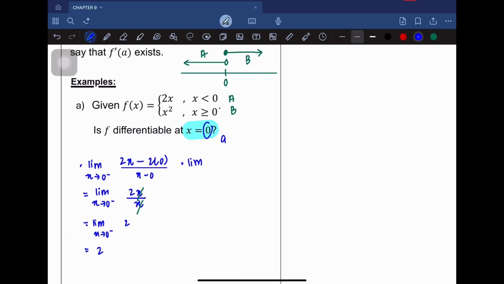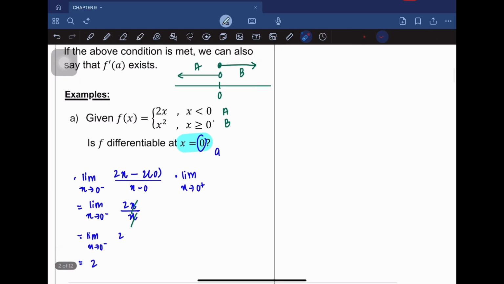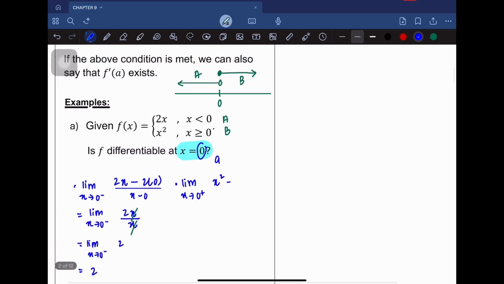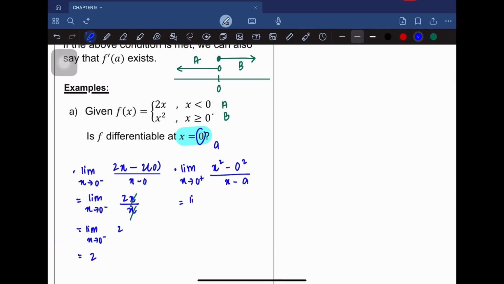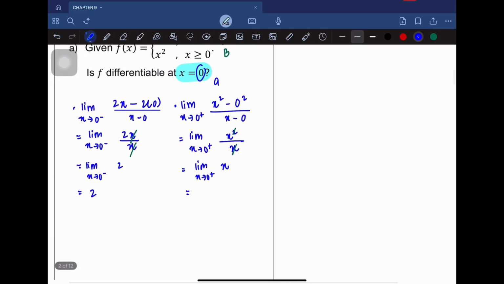Okay, so now daripada kanan pula. So daripada kanan, we are going to use function b. So it is x square. So the formula is fx minus fa. So again, fa maksudnya we are going to substitute this value into our fx. So dia jadi 0 square over x minus a. Okay, so now dia jadi x square. Sorry, a kita adalah 0 tadi. Over x. So again, you can simplify by divide the x square with x. Okay, so yang tinggal adalah limit x approaching 0 from right x. So masukkan nilai x adalah 0.